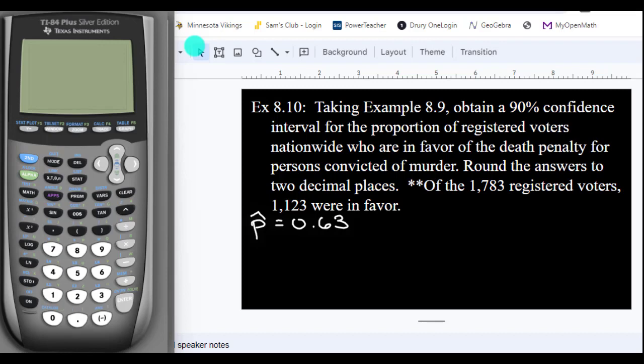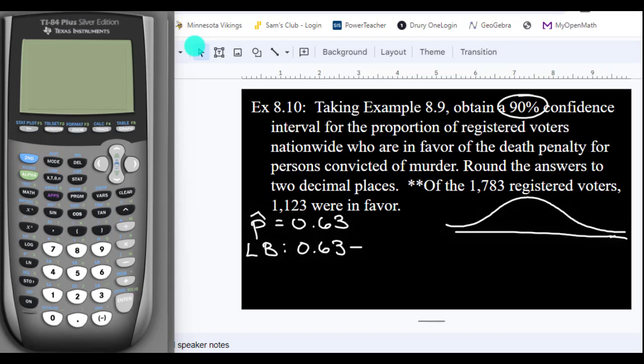So to find our lower bound, I'm going to do this by hand first, and then I'm going to show it to you on the calculator. To find our lower bound, we start with that 0.63, and then we're going to subtract this z sub alpha over 2. So I want to draw our picture here so we can visualize this just for a second, and then I'll probably have to erase it as I do the other part.